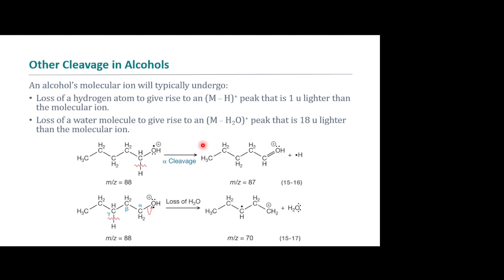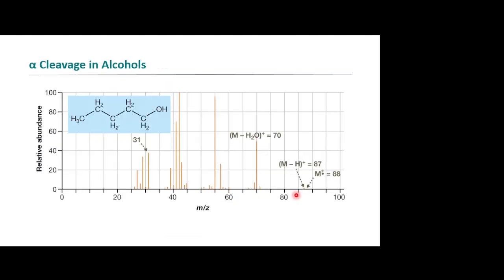So let's look at some of the alpha cleavages and the other cleavage in the alcohol. The alcohol's molecular ion typically undergoes two major cleavages. We get the loss of a hydrogen atom, which gives you your M minus H peak, minus 1 because we lost hydrogen. And then we also get the option where we lose water. That's the loss of the hydrogen on the most stable spot, and then we lose the OH as well, which gives you the water being lost. That's the one we saw right down here.